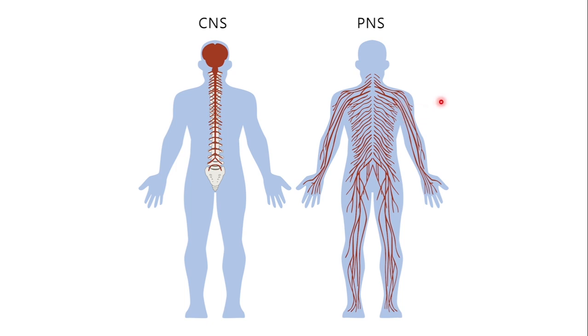A small exception is that the first and second cranial nerves are considered to be a part of the central nervous system. But we're going to be talking about the cranial nerves in later videos, so for this video, just know that the central nervous system is the brain and the spinal cord. The peripheral nervous system is the spinal nerves and the cranial nerves.